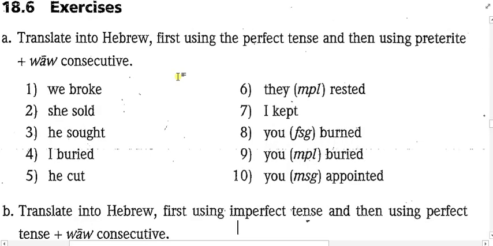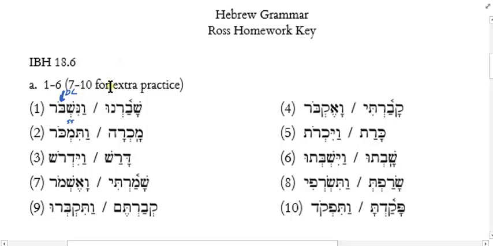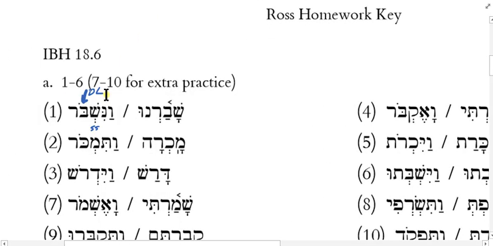So number one? Yes. In the preterite form, there is a dagesh in the bet, but I can't figure out where it came from. Okay. Yeah, let's take a look here. So on my answer key. All right. So let's pull that up here. So it's right there. We've got a dagesh here. Is that a dagesh forte or lene? It's lene.